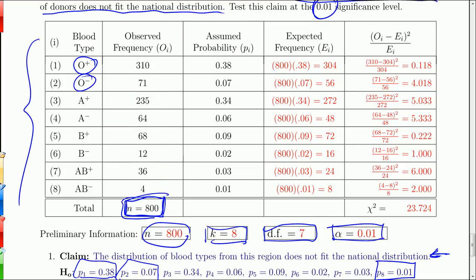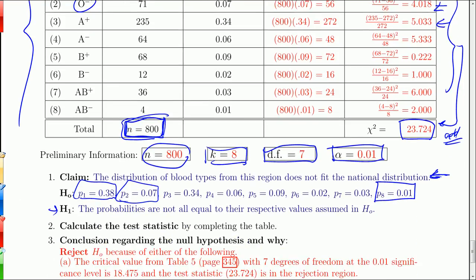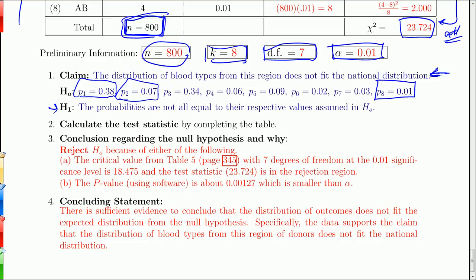When you do that, this 310 comes from over here, from the observed. 304 comes from the expected. Don't forget to square it and divide by the expected. So you get 0.118 here. For O negative, 4.018. For A positive, 5.03. So you keep doing this and then you add them. And you get a test statistic, chi-squared, equals 23.724.